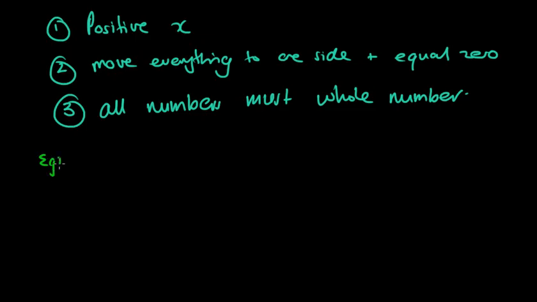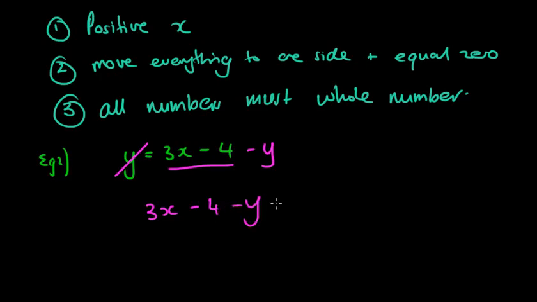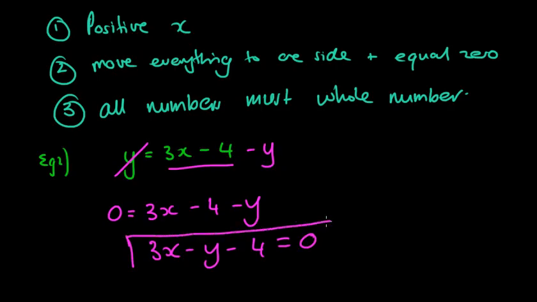So again, I'll look at a second example. Look at y equals 3x minus 4. Again, the first thing we want to make sure is that x is positive. x is positive on the right hand side, so we're going to take the y across. We want to move everything to one side. So how do I get rid of the plus y? We minus y. That leaves me with 3x minus 4 minus y. We'll put the 0 there if you want. Now all the numbers must be whole numbers, which they are. Then we want to put it in the form of x plus y plus number equals 0. So 3x minus y minus 4 equals 0. Nice easy answer there.